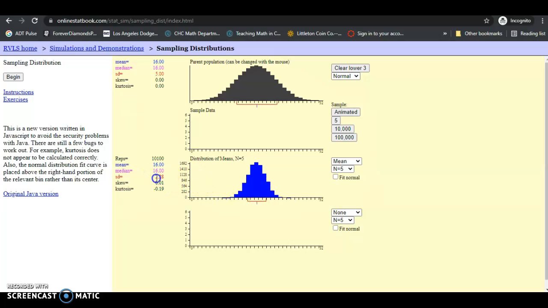But what about the standard deviation? Right here, the standard deviation of the sample means is equal to 2.28, and the standard deviation of the population is equal to 5.